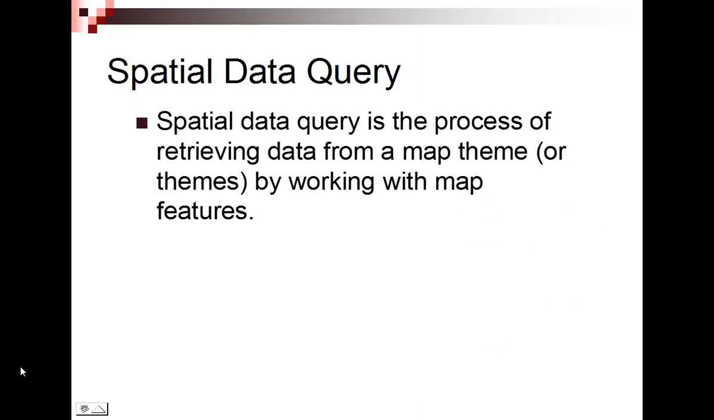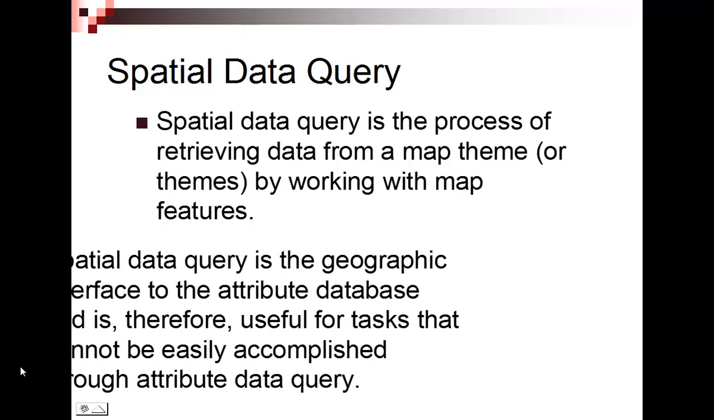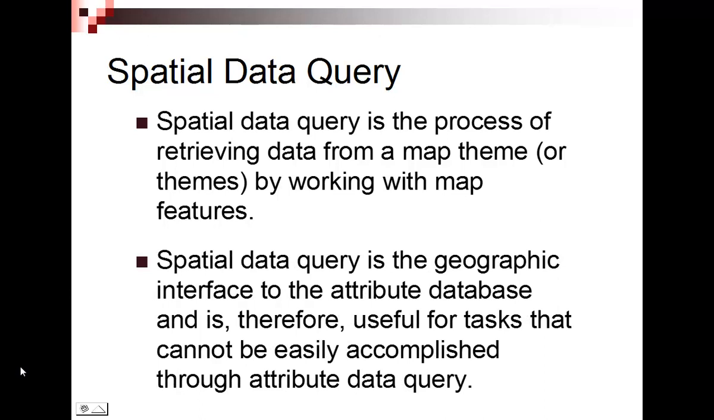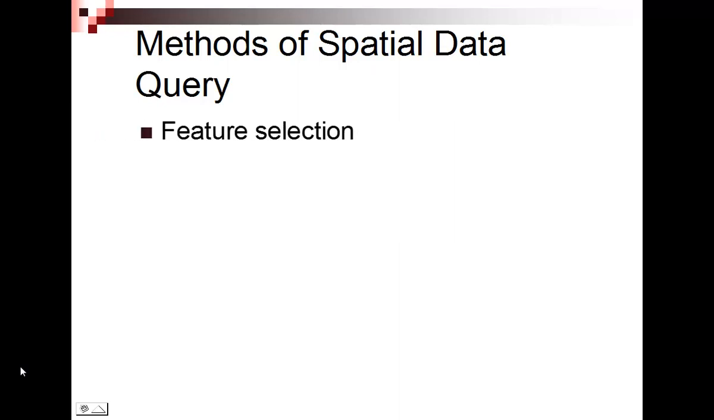When we look at spatial query, it's retrieving data from a map theme, since these features are spatially related to each other. And this is the stuff that you can't do with an information system by working with the map features in real-world map distance. It's the interface to our attribute database. So we can't do this with our Excel or Access or any of these other things that people might want to do them with.